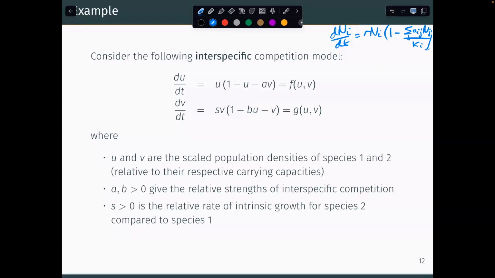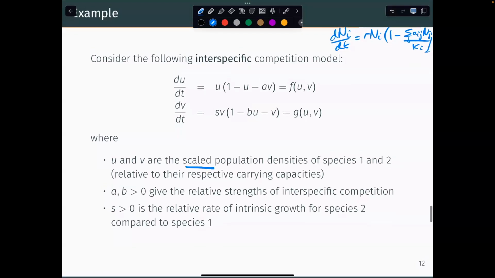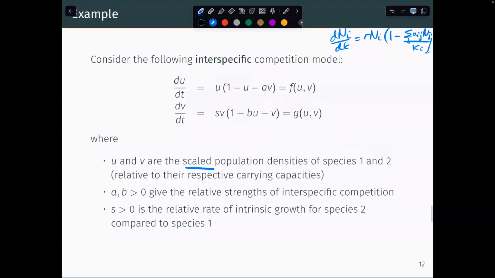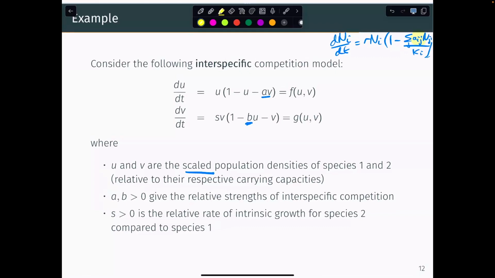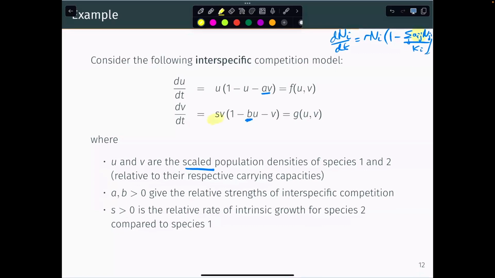That rescaling is why there are scaled population densities. We've scaled time as well, just so that it simplifies things a little bit. The key parameters here though are these A's and B's. This A and this B essentially come from your aij's in this competition model. It's just a rescaling. It's not super important at the moment what that rescaling is. I just wanted to let you know that this is not a completely alien model. It's essentially the same thing. We also have this other parameter here, S, and S is the relative rate of intrinsic growth for species 2 compared to species 1. That doesn't actually matter.